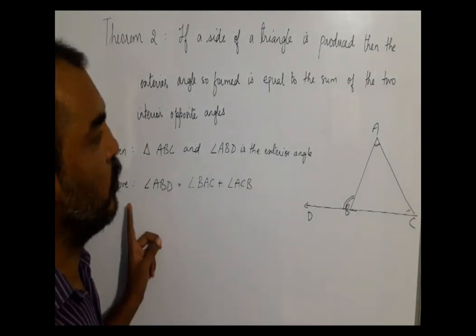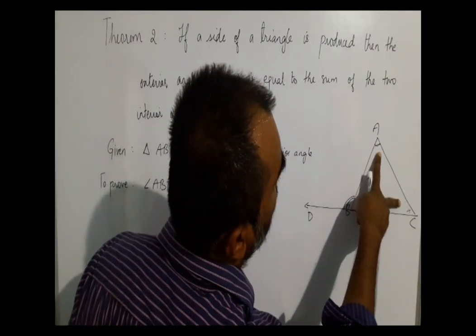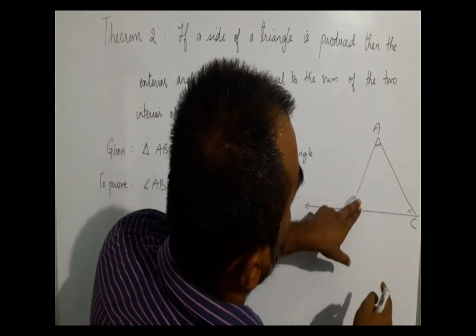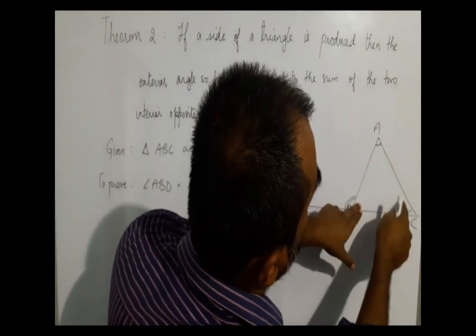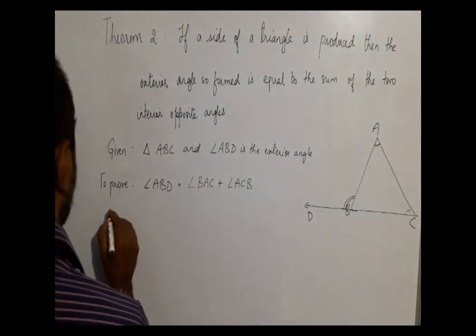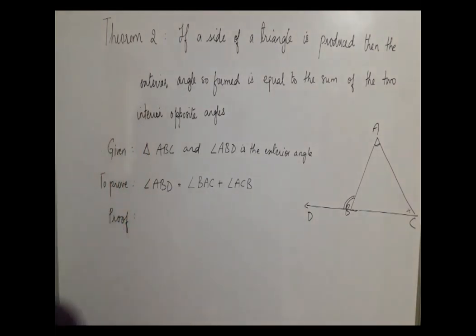Did you follow what we have to prove? We have to prove this exterior angle is the sum of interior opposite angles. The sum of these two angles, because you can see it is opposite to this angle. So the sum of these two angles will give us this angle. So let us move on to the proof. Let us see what the proof is.